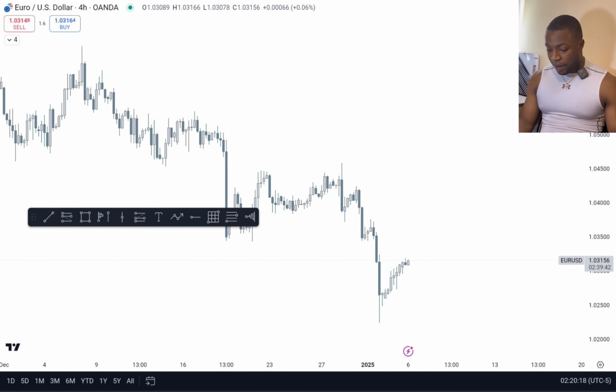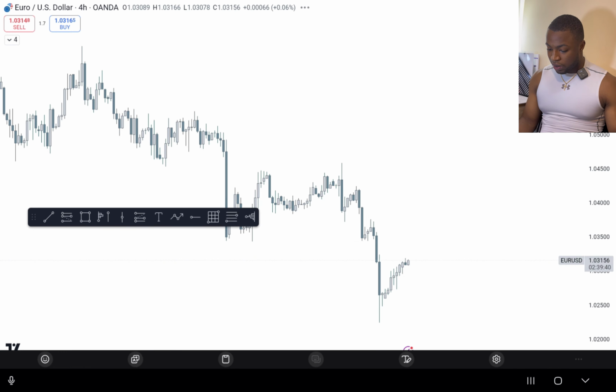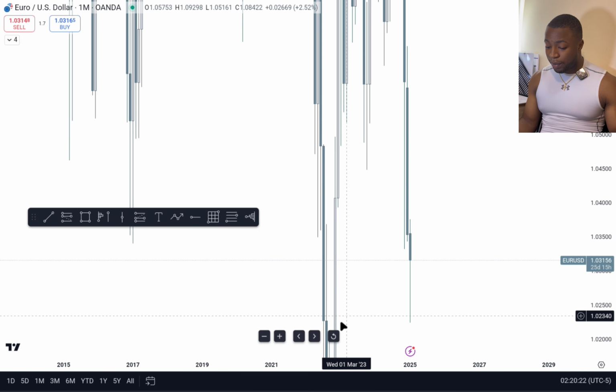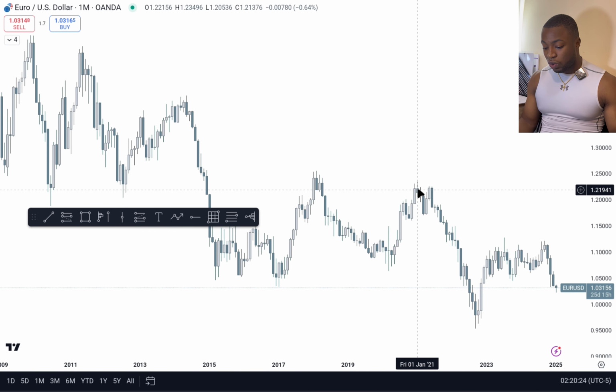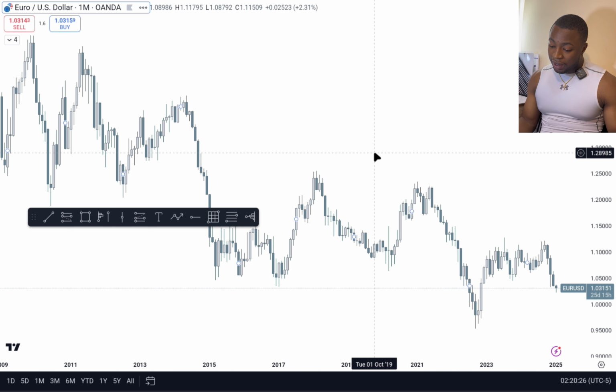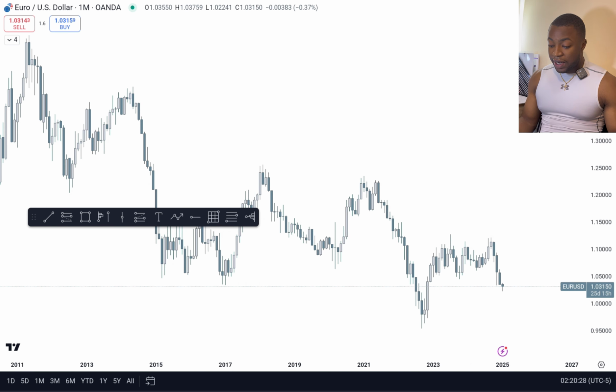time frame. Whenever I'm framing what the monthly is doing, I like to look at the higher time frame. Even if I'm trading on the lower time frame, I still like to look on the higher time frame because the higher time frame actually gives you a clear directional bias.